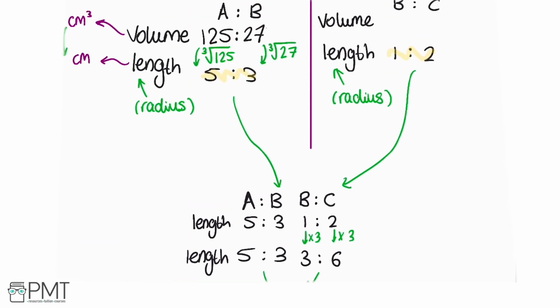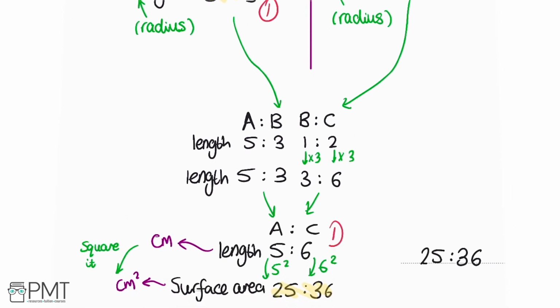So you get 1 mark up here for finding the length ratio between A and B. We then get a second mark for getting a ratio between A and C. Then we get the final mark for getting down to the correct surface area ratio between A and C of 25 to 36.